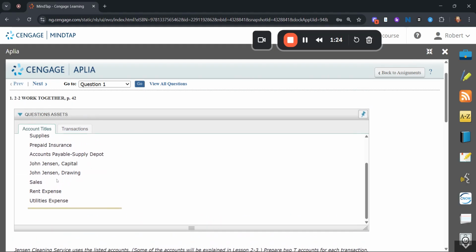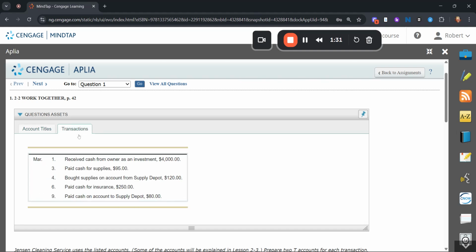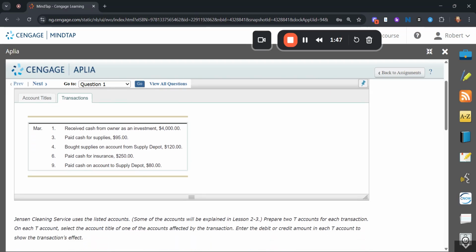So we've got our information up here. We've got our list of account titles. And now we have on this other tab, transactions, and we're going to put the money amounts in the appropriate side for the accounts. So we'll start with this first one on March 1st. Received cash from owner as an investment.